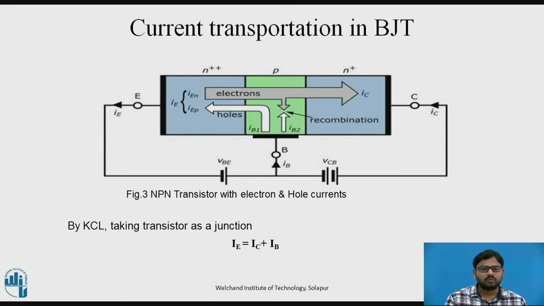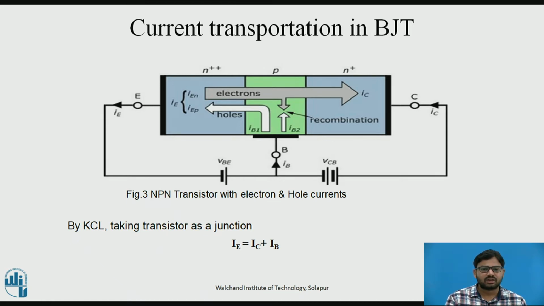Because it is highly doped and the emitter junction is forward biased, it emits a large number of electrons. As the P-type base is lightly doped, a few of the electrons will combine to form the base current, and most of the electrons will continue their transportation to the collector region without recombining in the base.